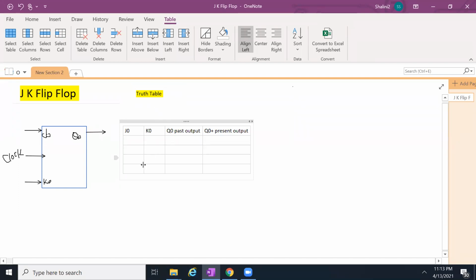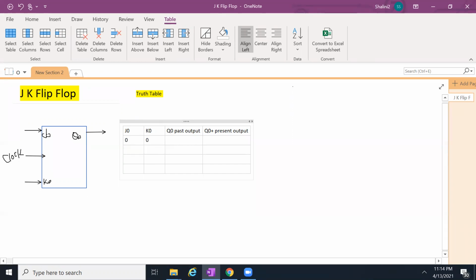So now we will see the truth table. This is the truth table of the JK flip-flop. We have two inputs, J0 and K0, and Q0 represents the past output, and Q plus represents the present output. Okay, so we know we have two inputs, so the combinations will be 2 to the power 2, which is 4, right? So we have 4 combinations.